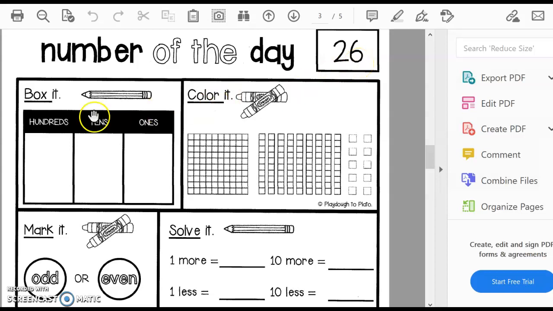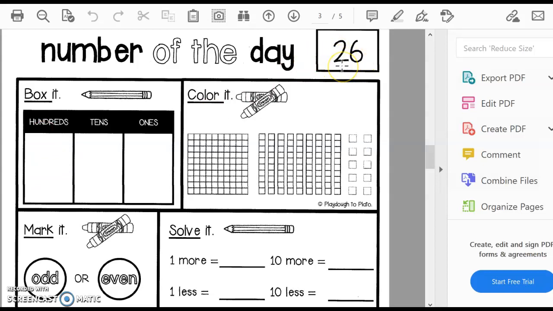26. So we go to the first activity here with this place value, box it. So what that means is you have to take this number and work out, does it have any hundreds in it? Does it have any tens in it? Does it have any ones in it? And how many does it have? So does it have any hundreds? No.